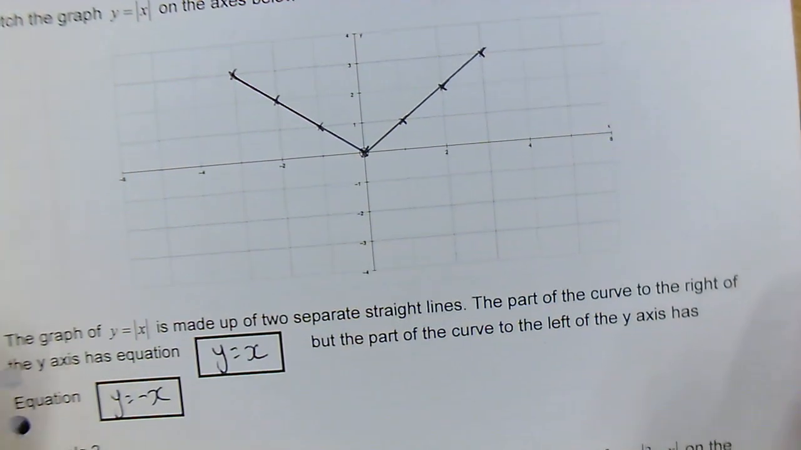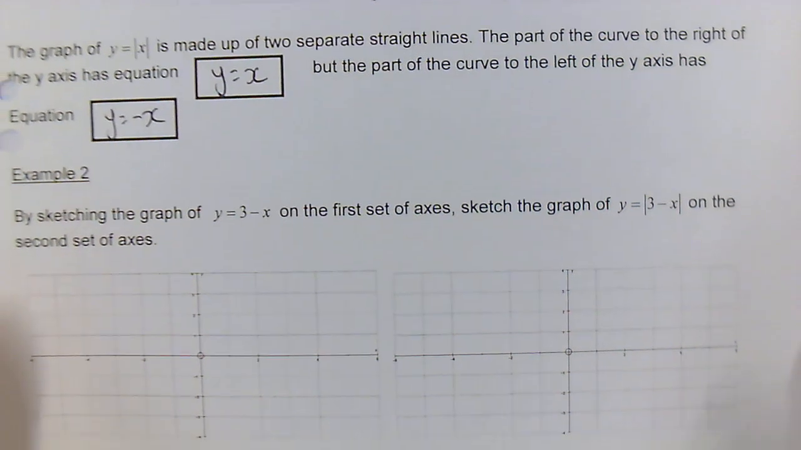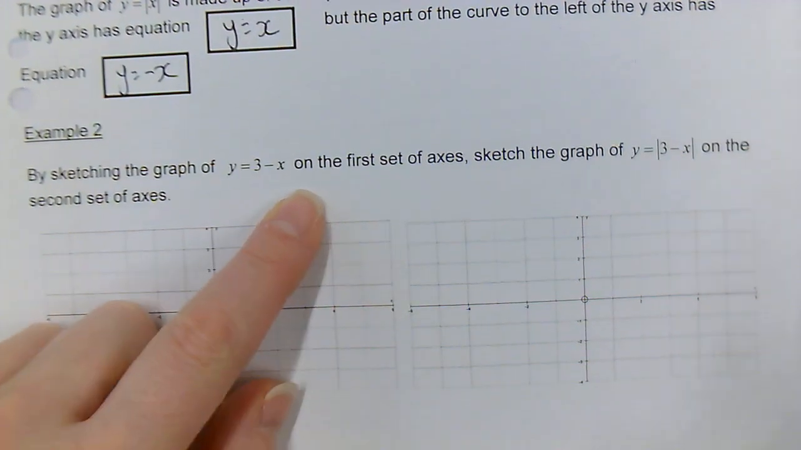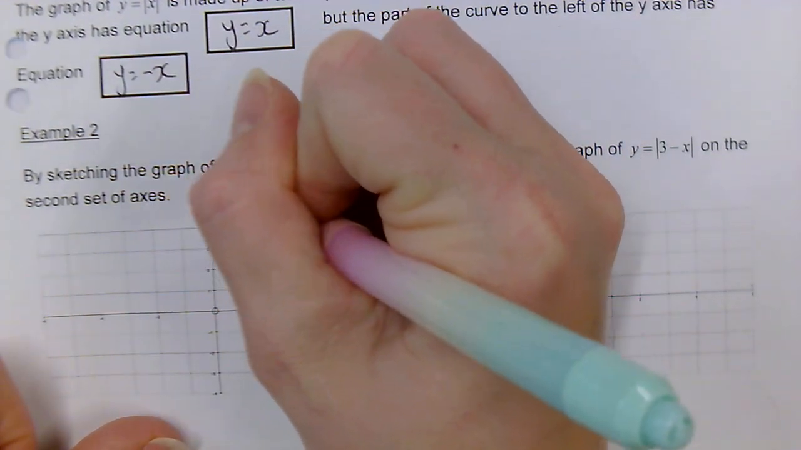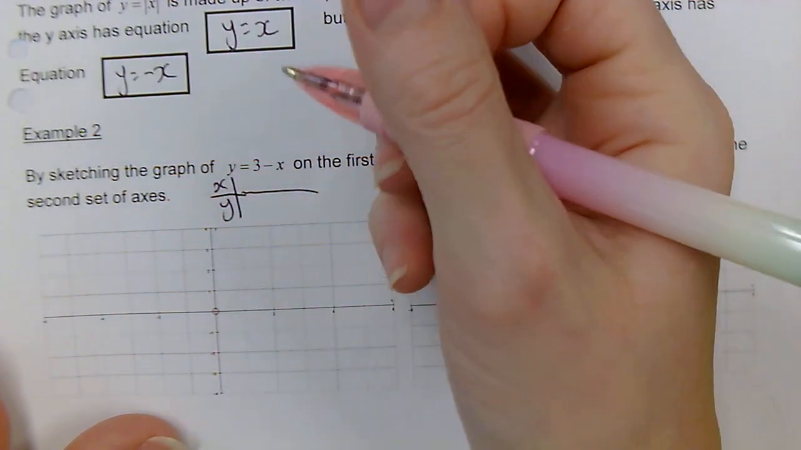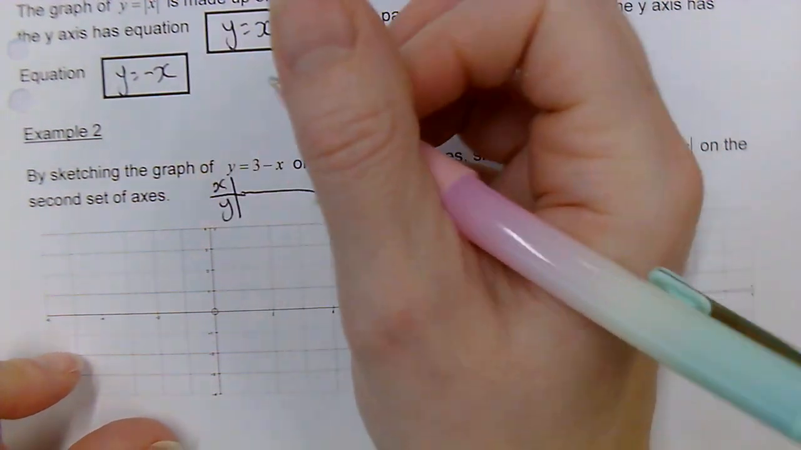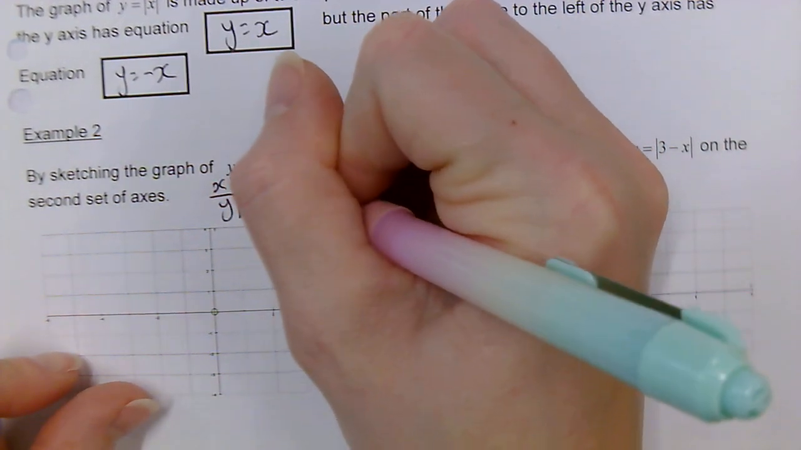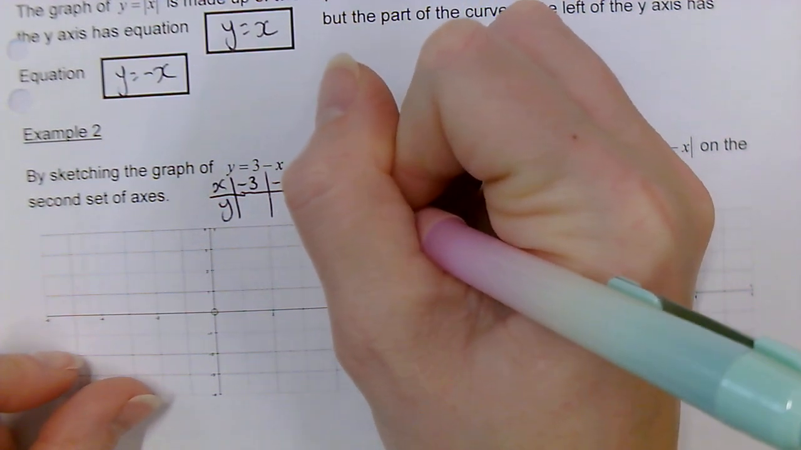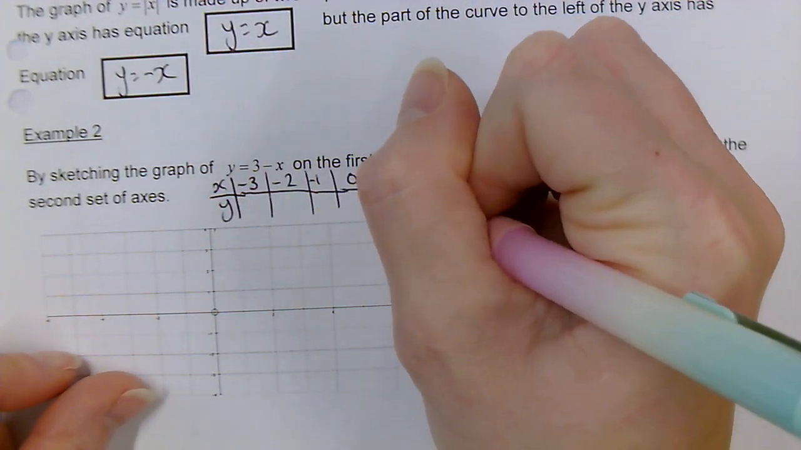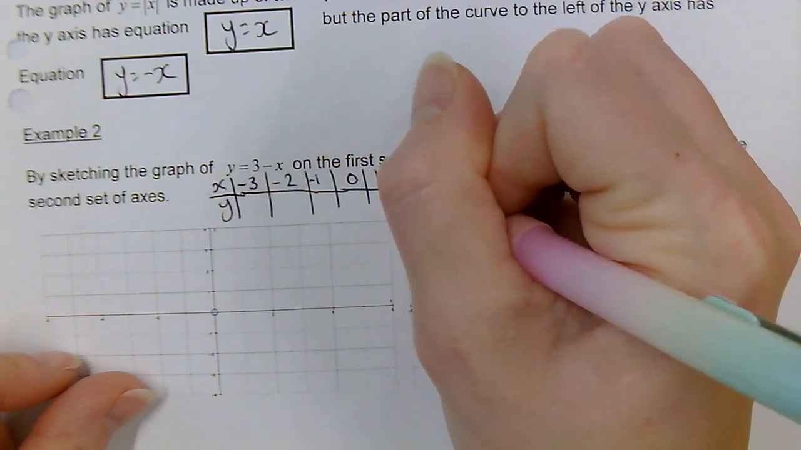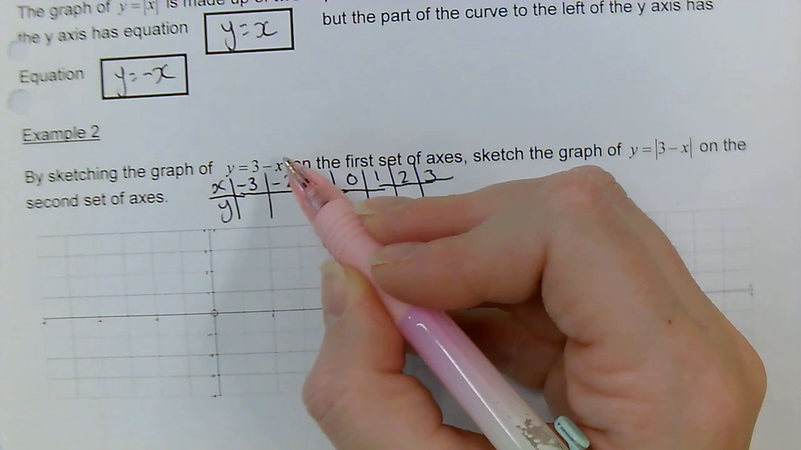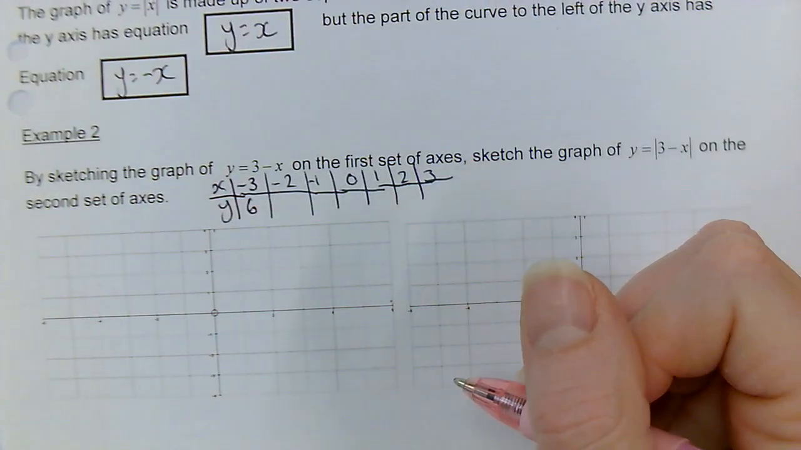Okay, if we look at the second example, so this one, first of all, we're going to sketch the graph of y equals 3 minus x. So you might want to set out a little table of values. So if we do when x is, we'll do the same as above, minus 3. Don't know if it'll all fit, but we'll do minus 2, minus 1, 0, 1, 2, and 3. So when x is minus 3, 3 minus minus 3 is going to become a plus. So that's going to be 6.